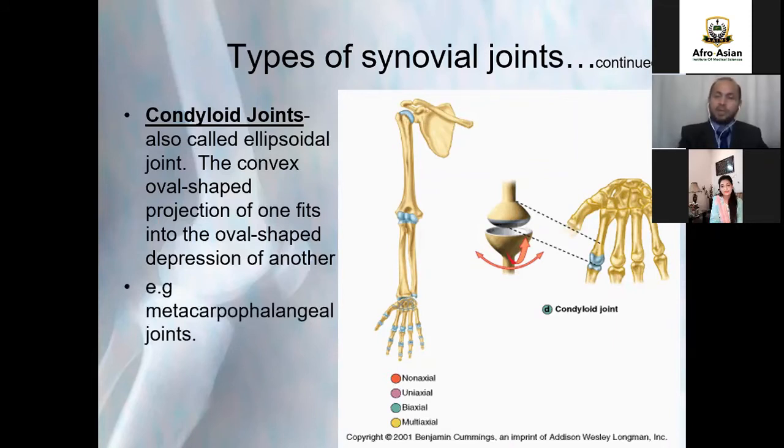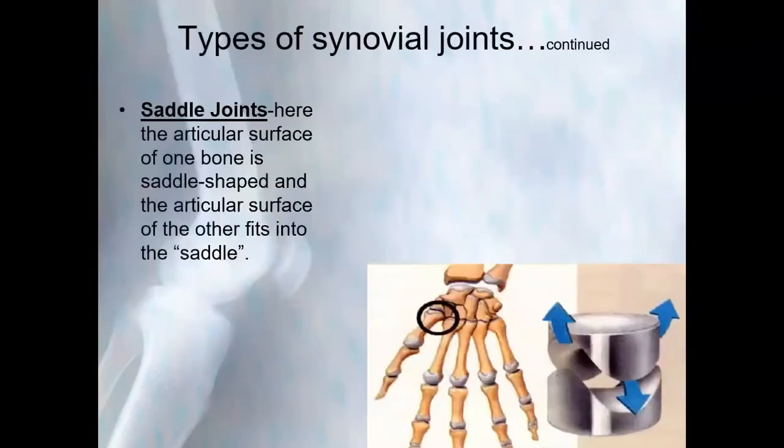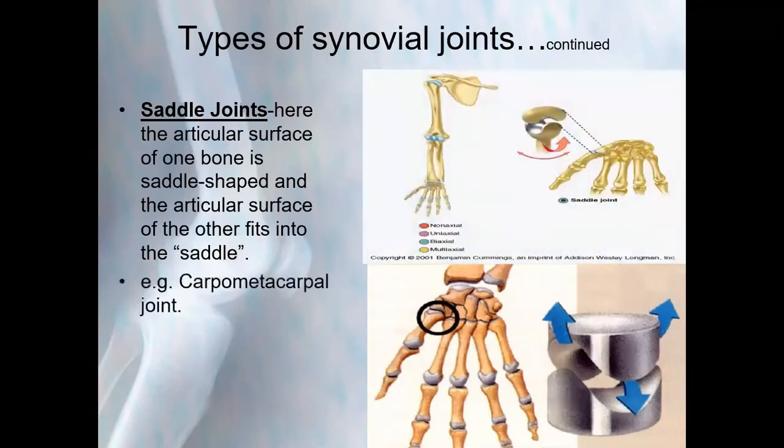The metacarpophalangeal joint is an example of a biaxial or condylar joint. The saddle joint is formed when two concave or saddle-shaped surfaces combine together. An example of this type of joint is the carpometacarpal joint. This is also called a biaxial joint.